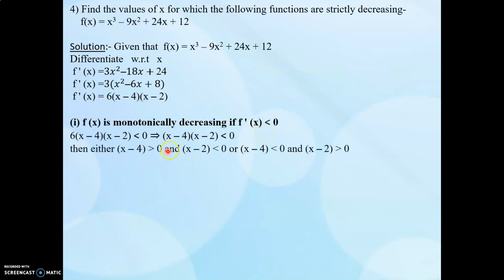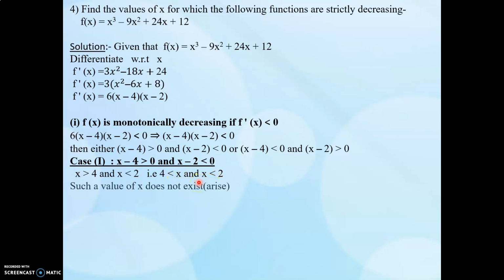So here again we are considering two cases, because if the product is less than 0, what is the meaning? First factor is greater than 0 and second factor is less than 0, or first factor is less than 0 and second factor is greater than 0. So first case, we are taking first factor greater than 0 and second factor less than 0. So in this one, x is greater than 4 and x is less than 2. This can be written as 4 less than x and x less than 2. And this kind of value we can't find out. So such a value of x does not exist.